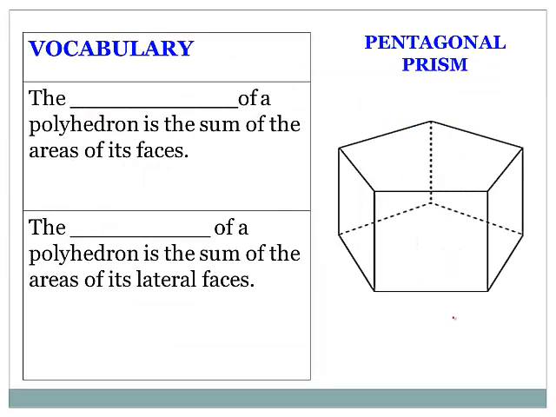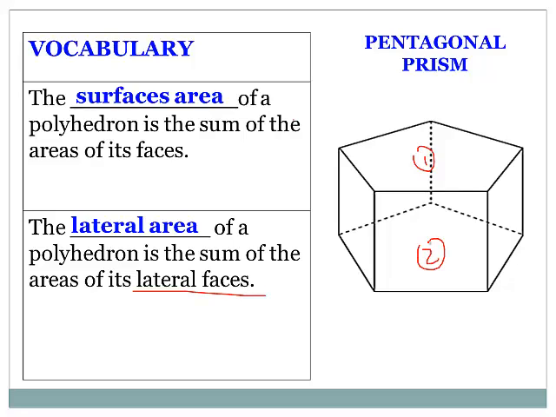Okay, on the right I'm going to be referring to a pentagonal prism. We have the surface area. The surface area of a polyhedron is the sum of the areas of its faces. The lateral area, I might ask you to find as well, is just the up and down area. The lateral area of a polyhedron is the sum of the areas of its lateral faces. So for surface area, you have to think of the top, the bottom, and then all of the lateral faces. We have a lateral face here, here, here, here, and here.